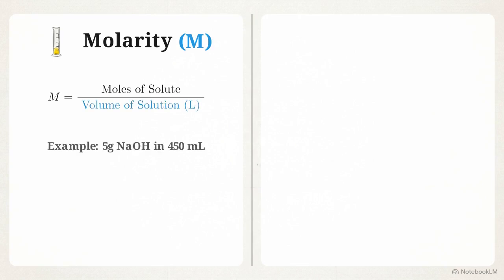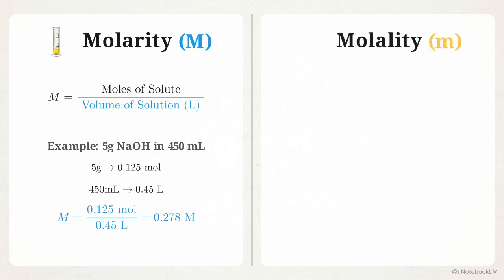First is molarity, represented by a capital M. It measures the moles of solute per liter of solution. The denominator is the volume of the entire solution. For a solution of 5 grams of sodium hydroxide in 450 milliliters, we convert the mass to 0.125 moles and the volume to 0.45 liters. Dividing moles by liters gives a molarity of 0.278 M.